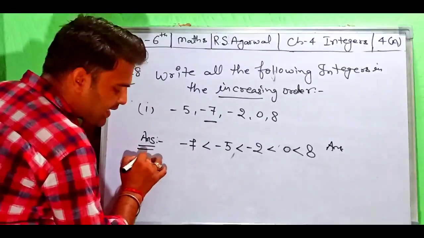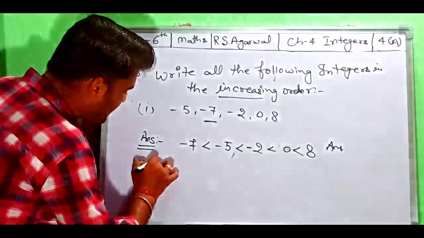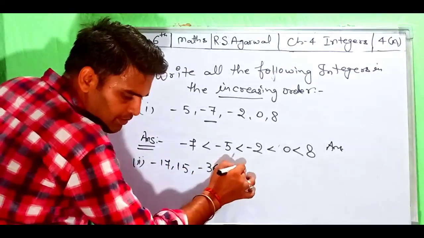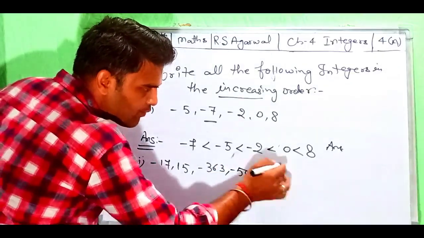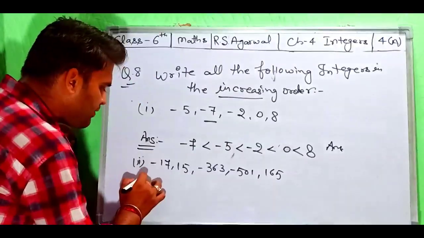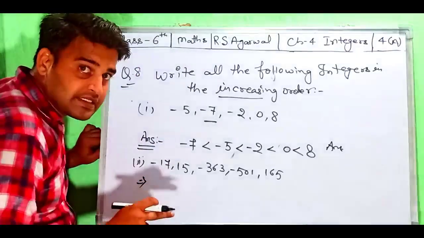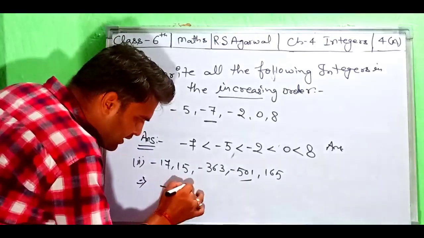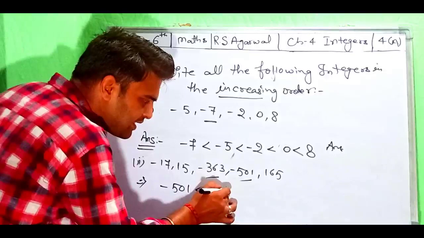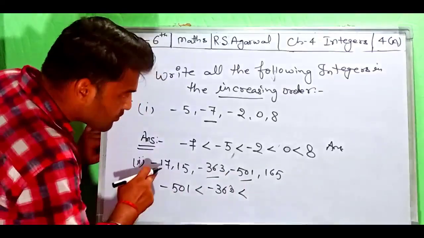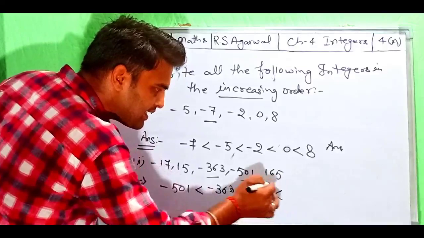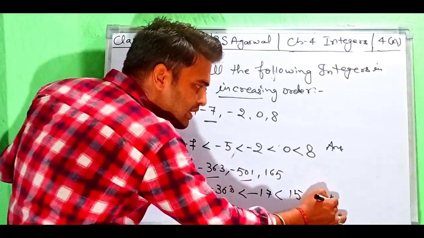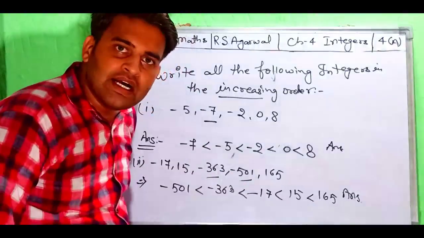Go to the next question: -17, 15, -363, -501 and 165. For that kind of question, again we have to choose the largest negative number. The largest negative number is -501. -501 is less than -363, and then smaller than -17. -17 is smaller than 15, and then smaller than 165. This is the answer.